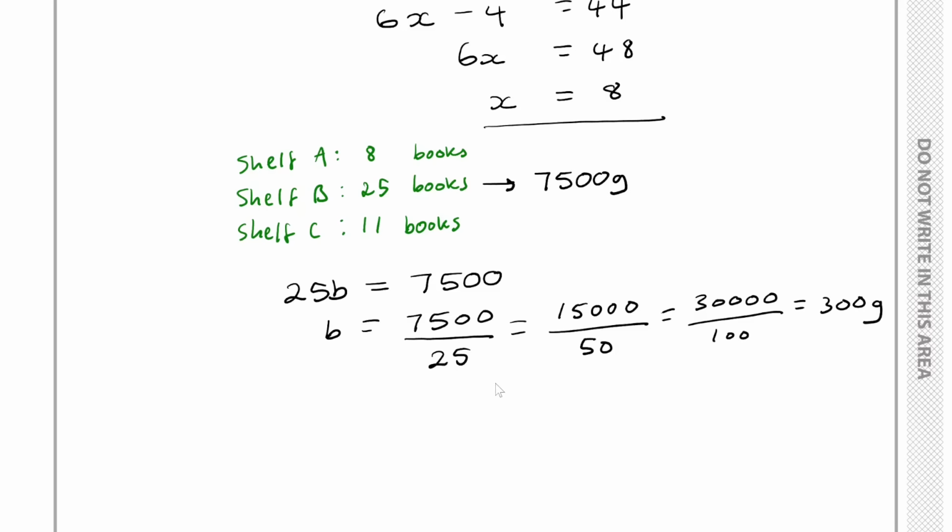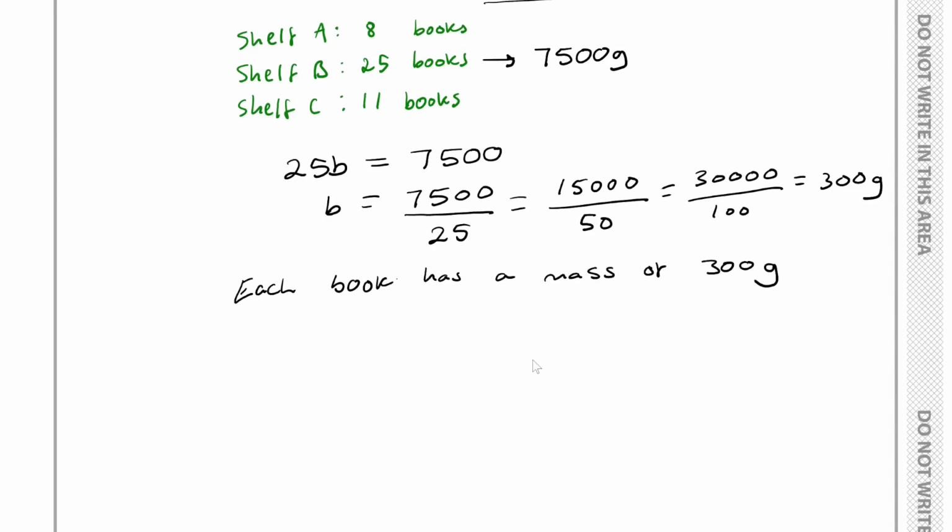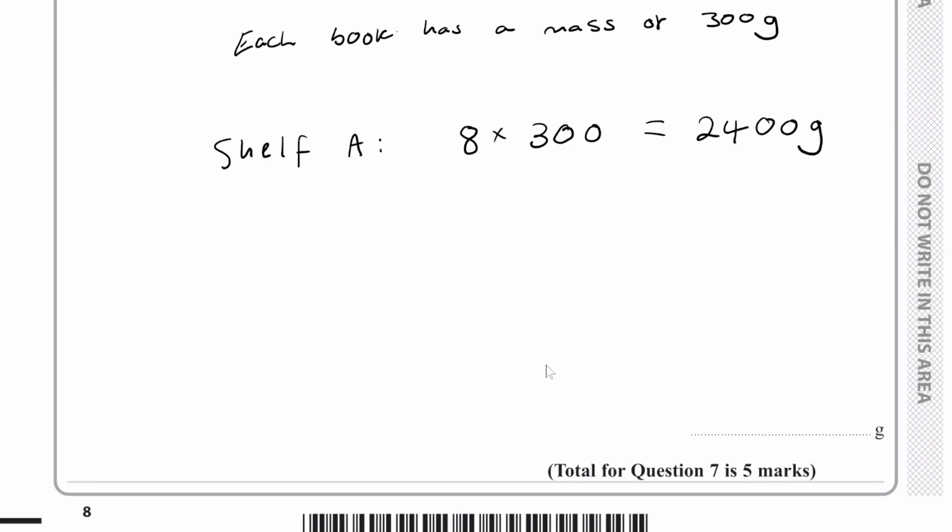Each book has a mass of 300 grams. What was the question? The mass of the books on shelf A. So on shelf A, there are 8 books, each with a mass of 300 grams. 8 3s are 24. Add on the 2 zeros. 2,400 grams.